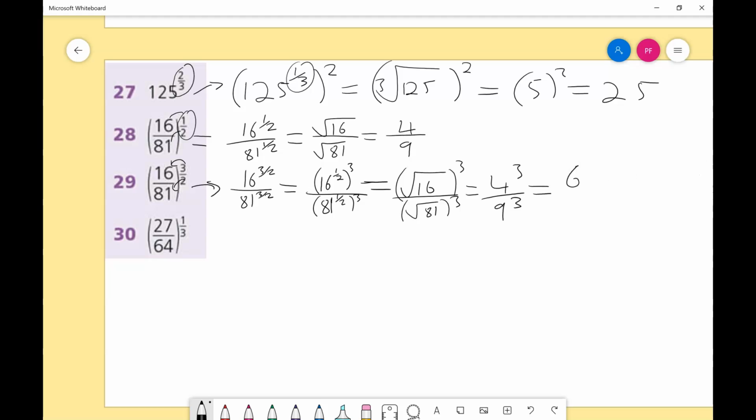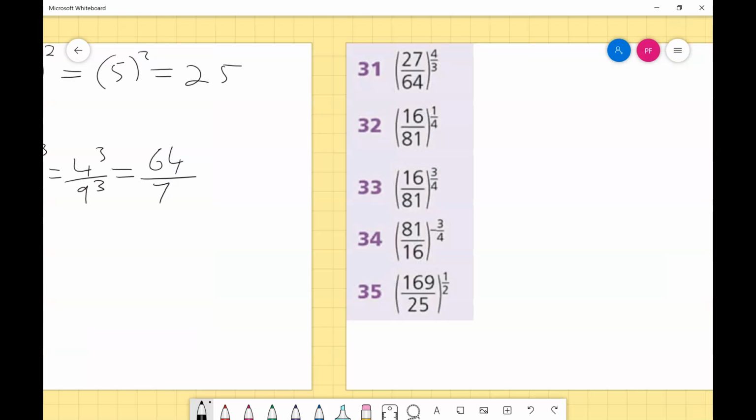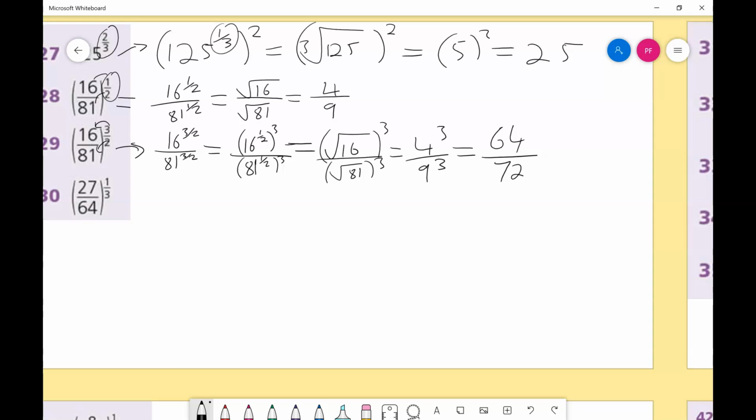Oopsie daisy. 64. And 9 to the power of 3 is... 729. Sorry, we're all over the shop. 729. And can that be simplified? 64 over 729? It cannot.